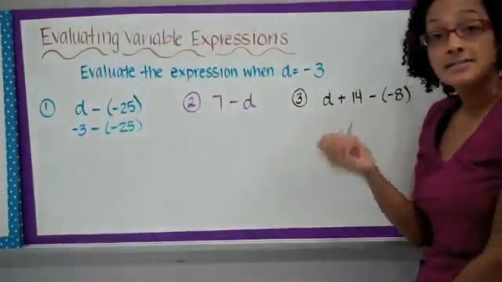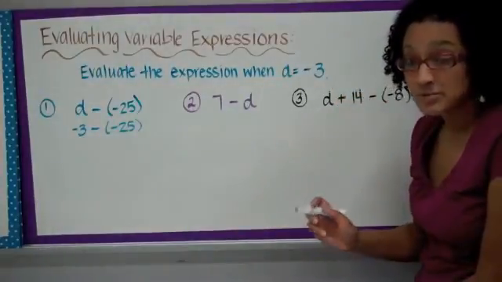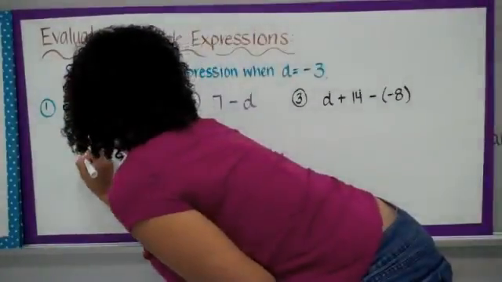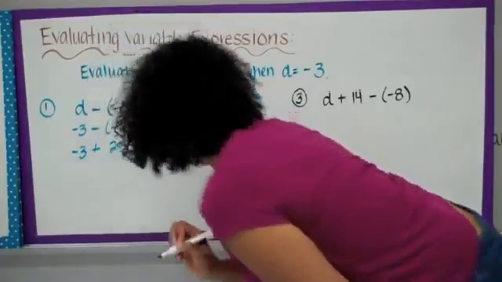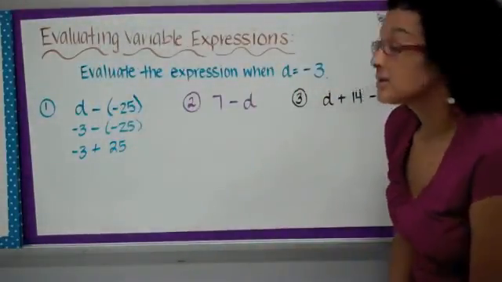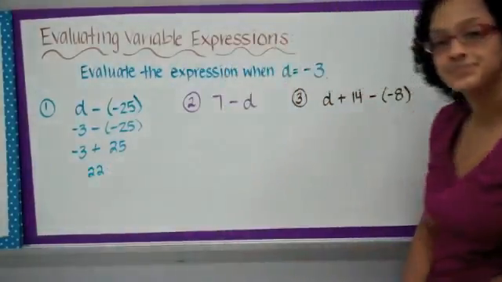Okay, now that I've substituted, I see I have a subtraction problem. And every subtraction problem is really an addition problem. We add the opposite. So I've got negative 3 plus 25, because the opposite of negative 25 is 25. When I solve that, I'm going to get 22.